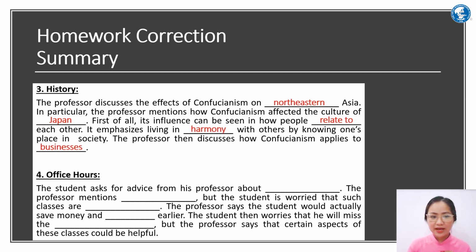The last topic is office hours. Now let's check the answers for this topic. The first one is summer courses. Then we have online courses. The third one is too expensive. The student could actually save money and graduate. And the last one is classroom experience.